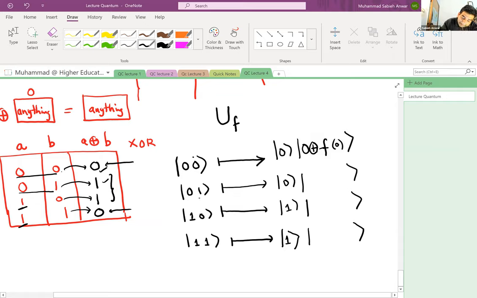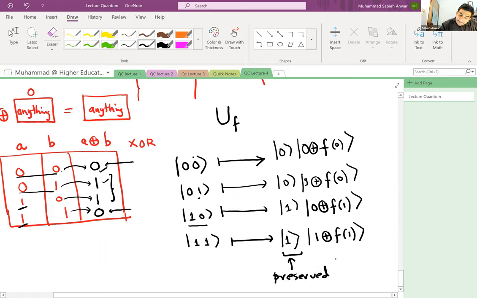Okay. Likewise, for this input state, I take the state of the second qubit and find the exclusive OR with the function evaluation of the first qubit. Likewise here, I take the second qubit and find the function evaluation on the first qubit. Likewise, I take the second qubit and find the function evaluation on the first qubit. Okay. So nothing happens to the first qubit. The first qubit is preserved.